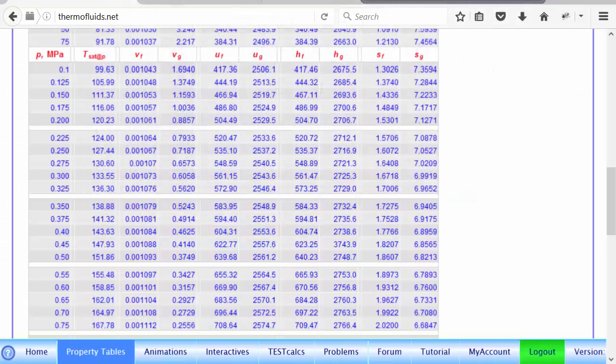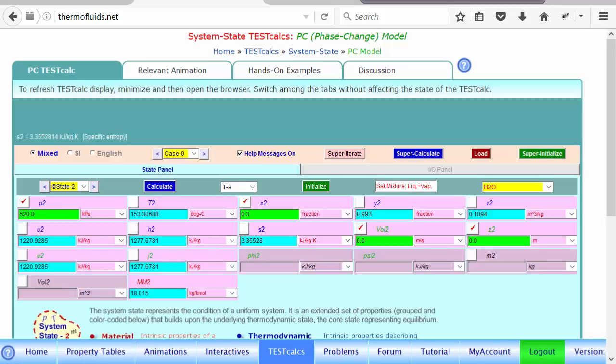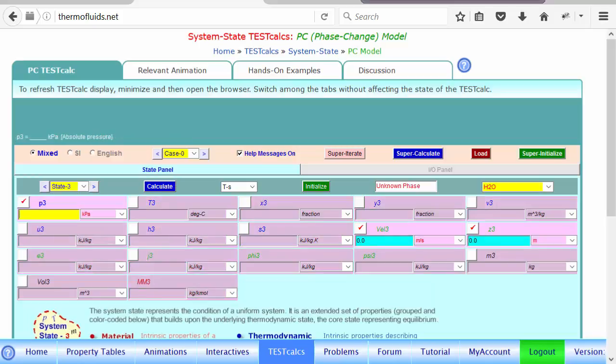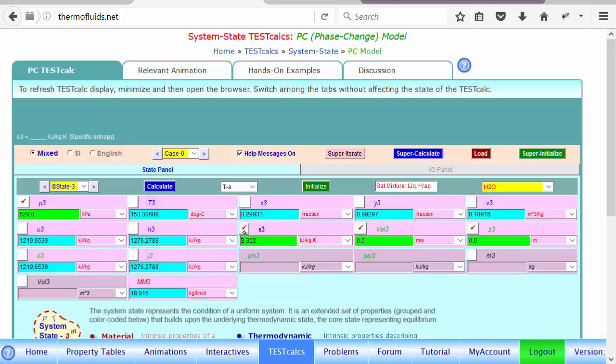So for state, this is state 3. So let's go to state 3. Again, pressure is given to be 520 kPa, and entropy is given to us, 3.352. Notice the software can figure out the phase and everything. It's telling us a saturated mixture. Here is the phase given to us. And it did find enthalpy to be 1276, and we got 1280, very close.